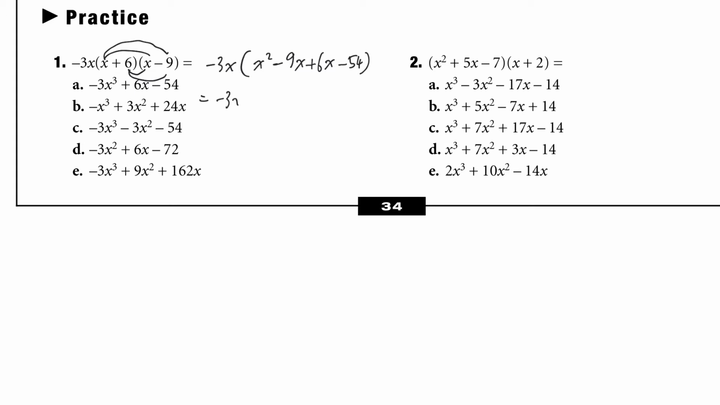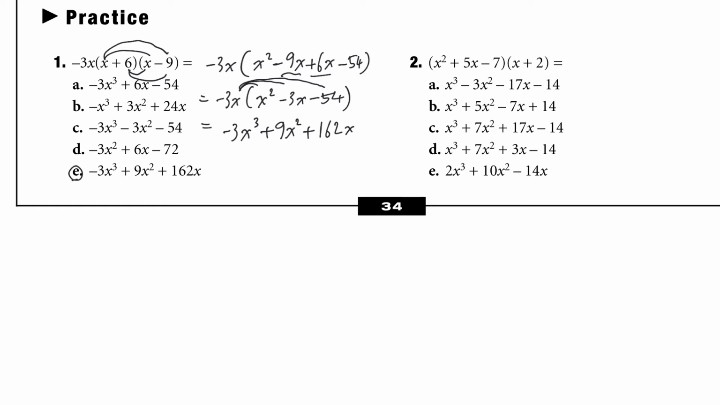So if I rewrite, I want to collect like terms. Negative 9x plus 6x gives you negative 3x minus 54. Now I'm going to multiply each of the terms inside of the bracket by negative 3x. So negative 3x times x squared is negative 3x cubed. Negative 3x times negative 3x is positive 9x squared. And negative 3x times negative 54 gives you positive 162x. So the answer is E.